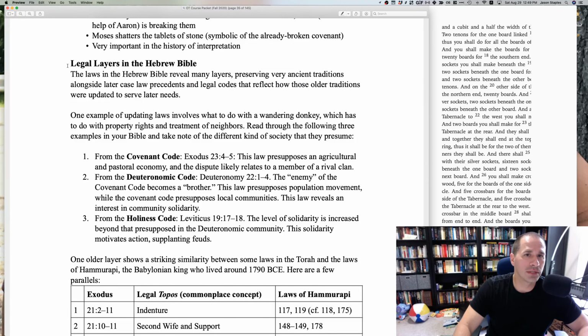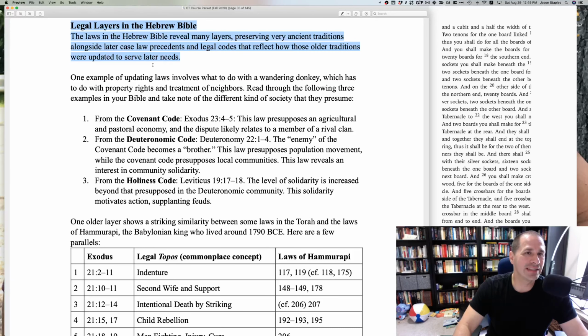But there are different layers that are preserving different traditions that are essentially introducing case law precedents and legal codes to reflect how to interpret the older casuistic traditions. And we can actually see in some cases layers of this, so that you can see how a law was updated, or how an older tradition was updated to serve later needs.